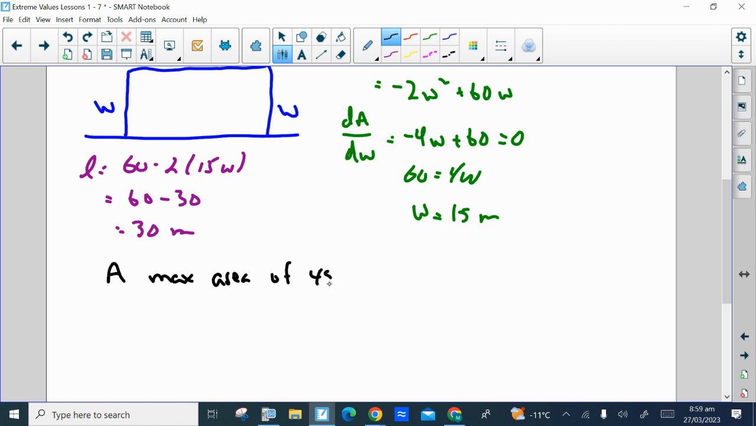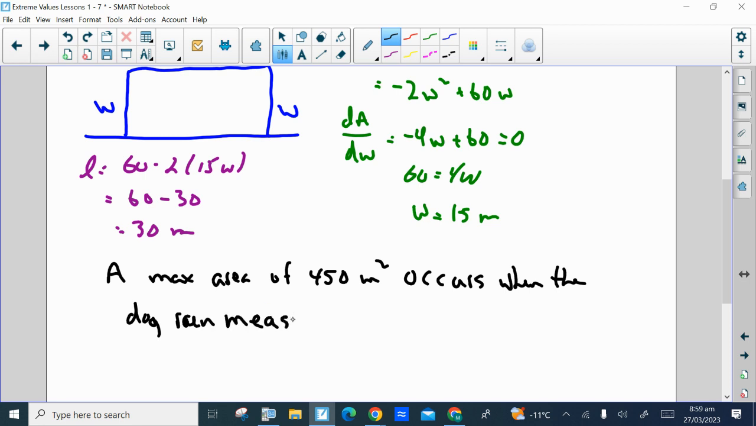So a maximum area of 450 square meters occurs when the dog run measures 15 meters by 30 meters.